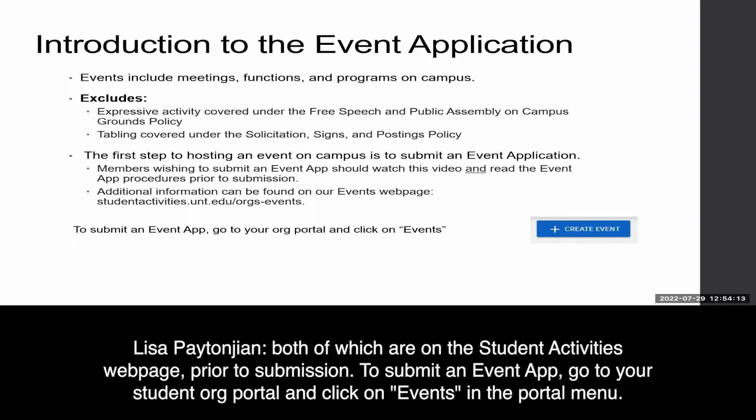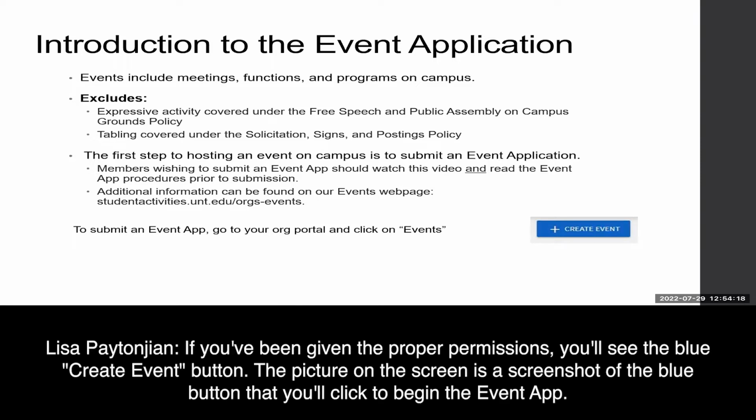To submit an event app, go to your student org portal and click on Events in the portal menu. If you've been given the proper permissions, you'll see the blue Create Event button. The picture on the screen is a screenshot of the blue button that you'll click to begin the event app.